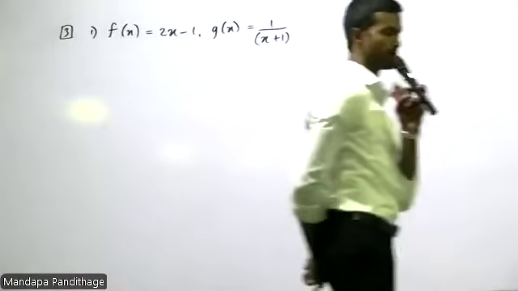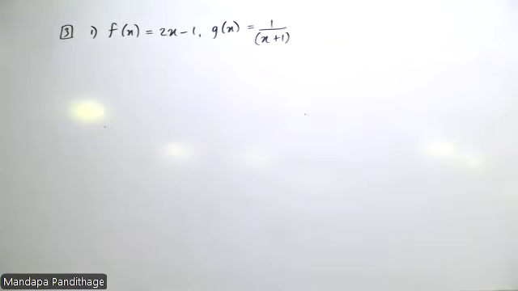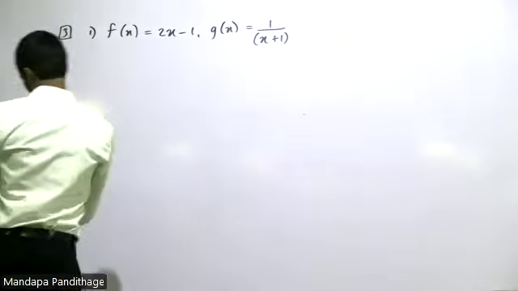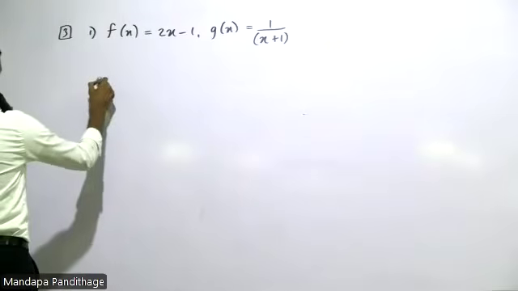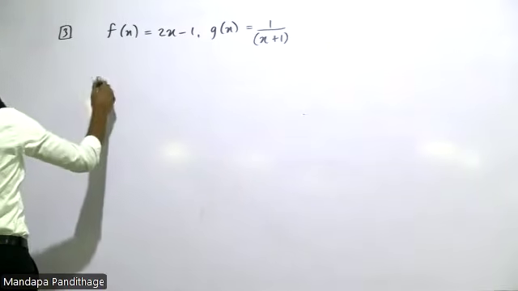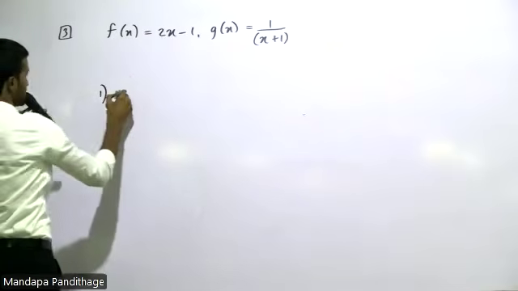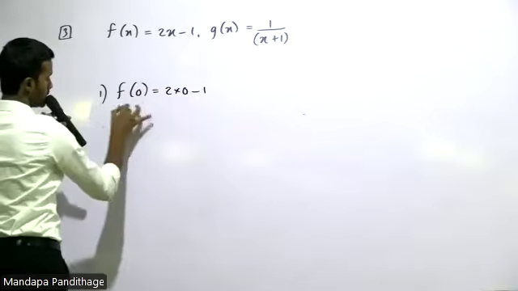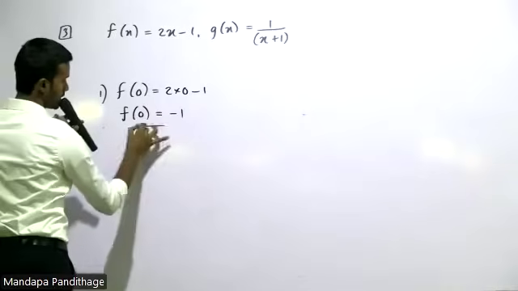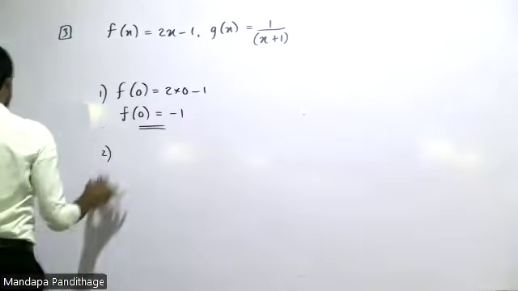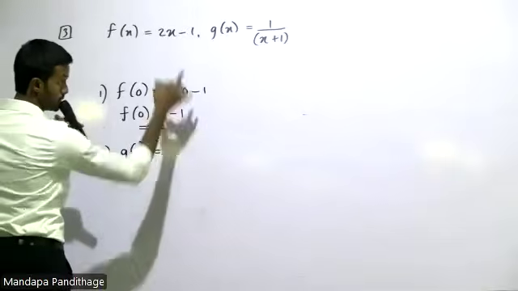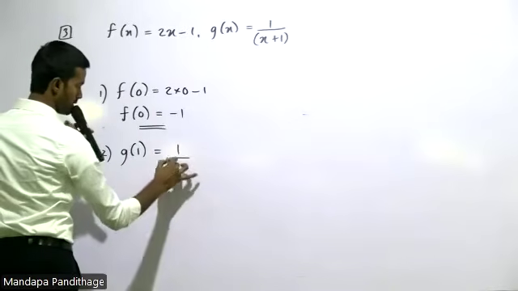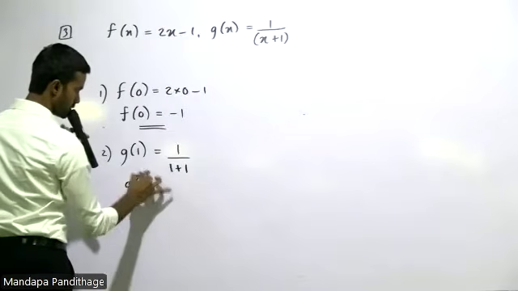If you can simplify the answers, it's better to simplify. Okay, so what are the functions that they ask in? First one is f0. So what is f0? Here x should be replaced by 0, which is minus 1. And then g1 means x should be replaced by 1. So g1 is equal to half, 1 over 2.